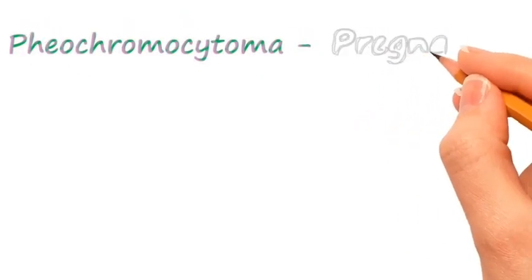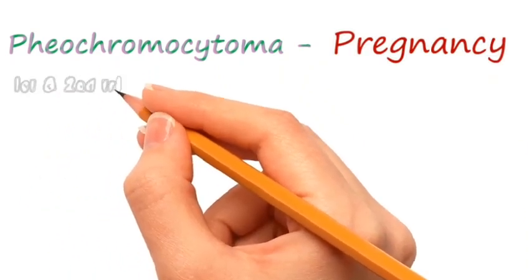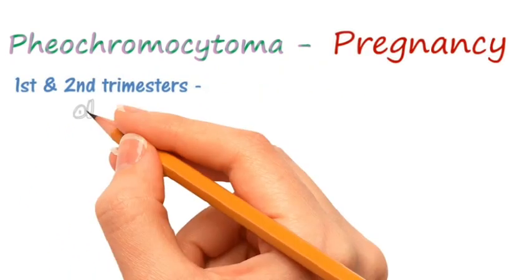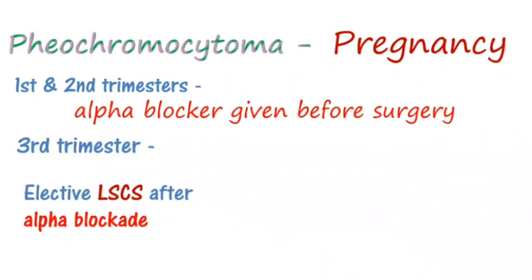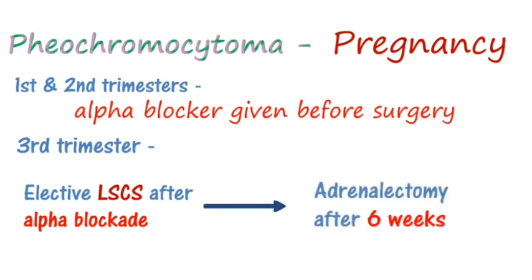Pheochromocytoma in pregnancy is managed as follows. In the first and second trimesters, an alpha blocker is given before the surgery. In the third trimester, elective LSCS is done after alpha blockade, which is followed by adrenalectomy after 6 weeks.